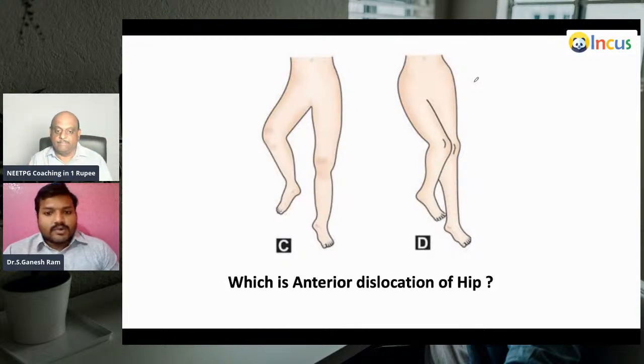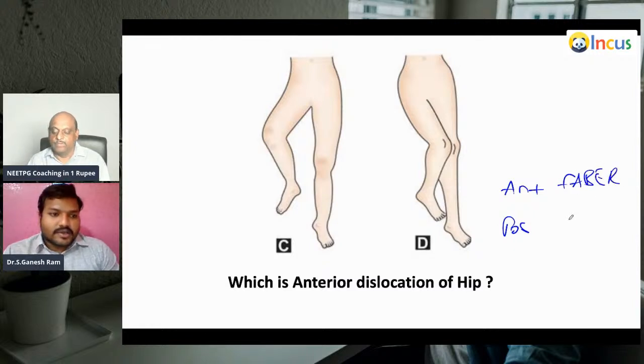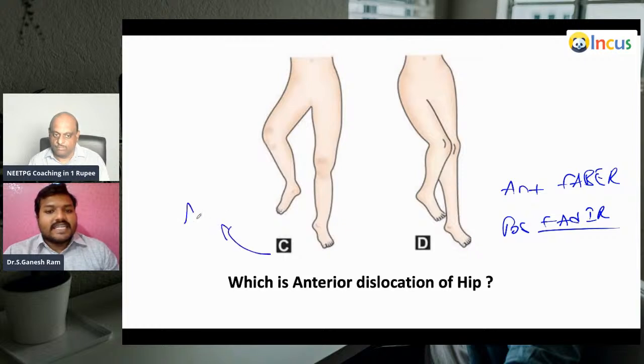There are two most common types of dislocation, anterior and posterior. Posterior is the most common type, sir. The anterior would be a flexion, abduction, and external rotation deformity. We call it FABER, F-A-B-E-R. And the posterior dislocation would be flexion, adduction, internal rotation, which is called FADIR, F-A-D-I-R. So here C would be the anterior dislocation and D would be the posterior dislocation.